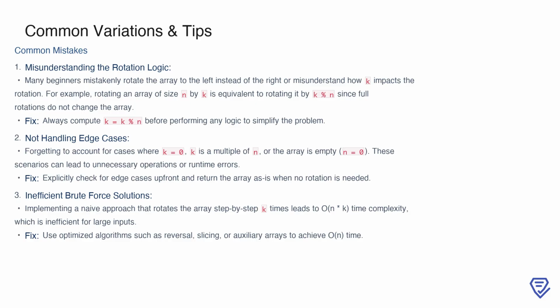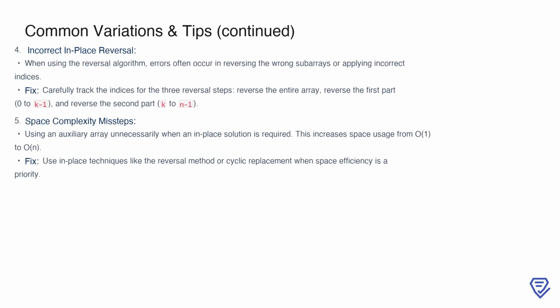time complexity. Another mistake to watch out for is incorrect implementation of the in-place reversal method. This approach involves three distinct steps: reversing the entire array, reversing the first k elements, and then reversing the rest of the array. Errors often arise from reversing the wrong subarrays or mismanaging indices during these steps, so careful attention to the boundaries is key.